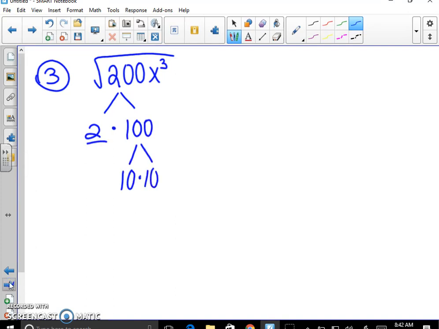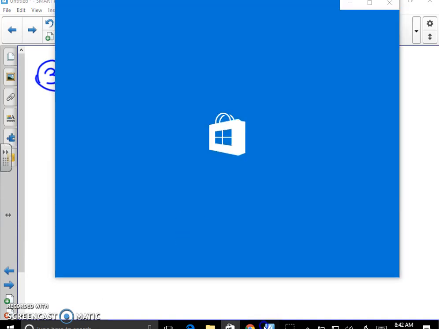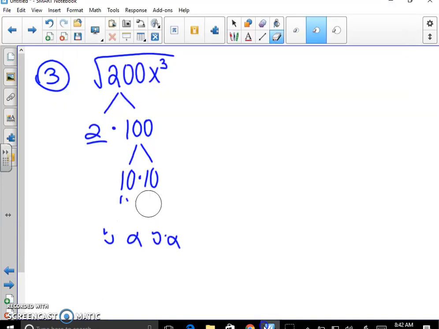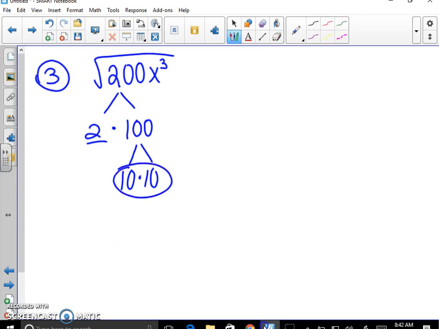Now, if you want to break 10 down further into 5 times 2 and 5 times 2, you're welcome to do that. But if I see that I have 2 numbers that are exactly the same right there, I don't even need to break those down further because I know that I'm going to have a group of 2 10s, and that's going to come to the outside of my radical sign. So if I started out, I got 10. I know that's going to be on the outside. We've broken down 200 as much as we can.